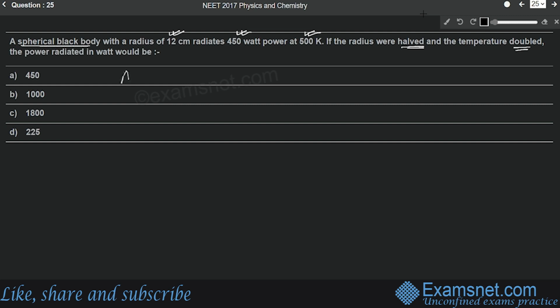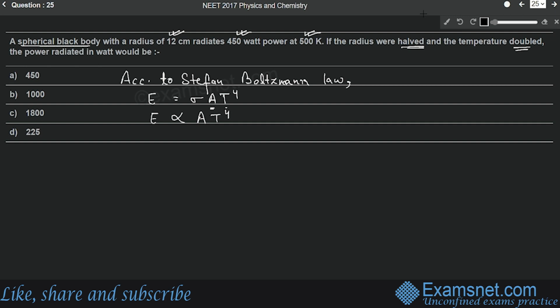Okay, so we know that according to the Stefan-Boltzmann law, the energy radiated by a black body is equal to sigma into A into T to the power 4. A is the area, T is the temperature. Okay. So we know that sigma is constant. That means the energy radiated is proportional to area and to the fourth power of temperature.